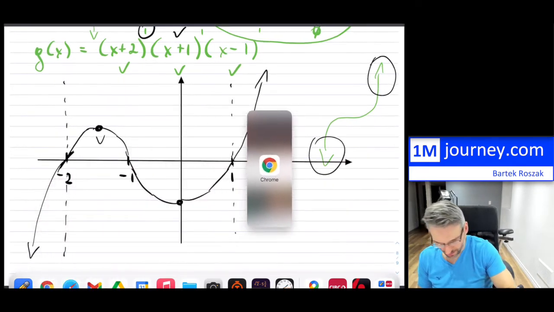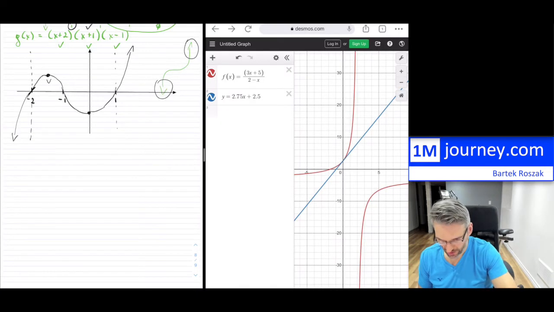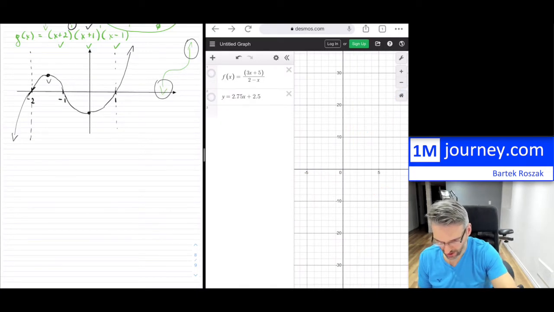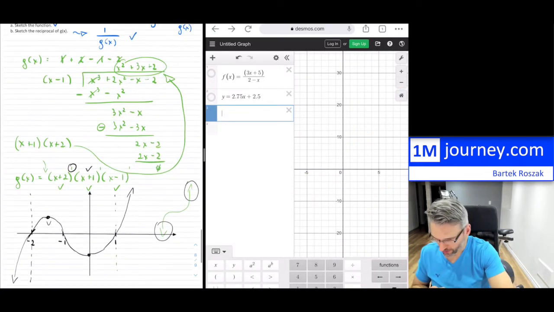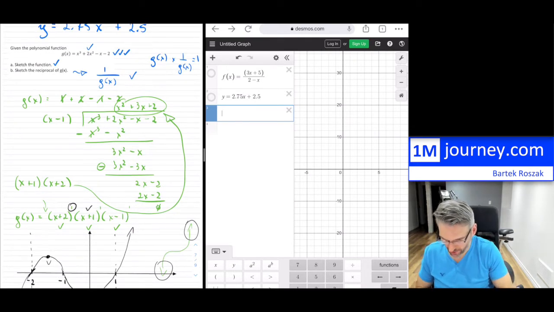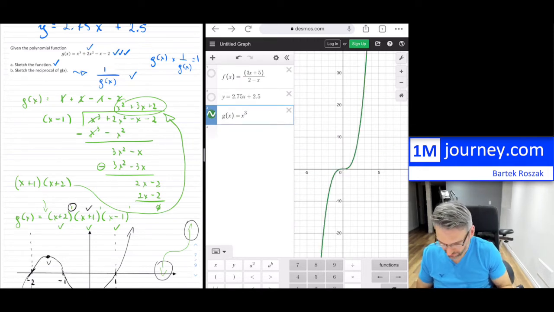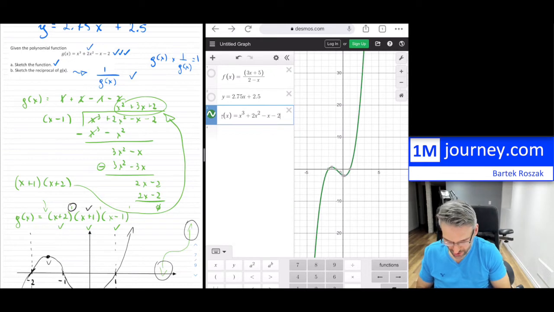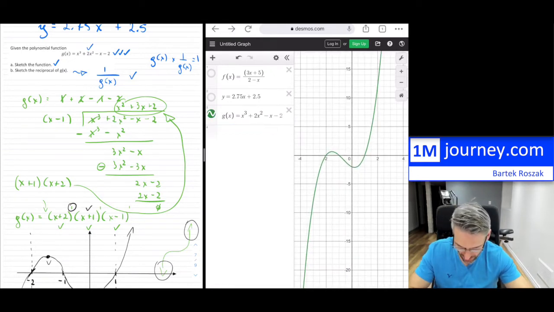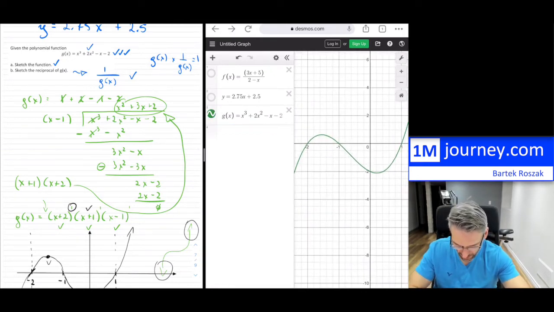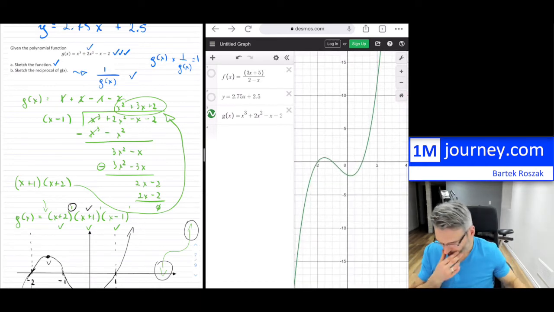If we bring back decimals, okay, so let's close these off. Now our original, okay, make sure. So this was g of x equal to, that's our polynomial, x cubed plus 2x squared minus x minus 2. All right, so it looks exactly, that's beautiful. Okay, so it looks like that.